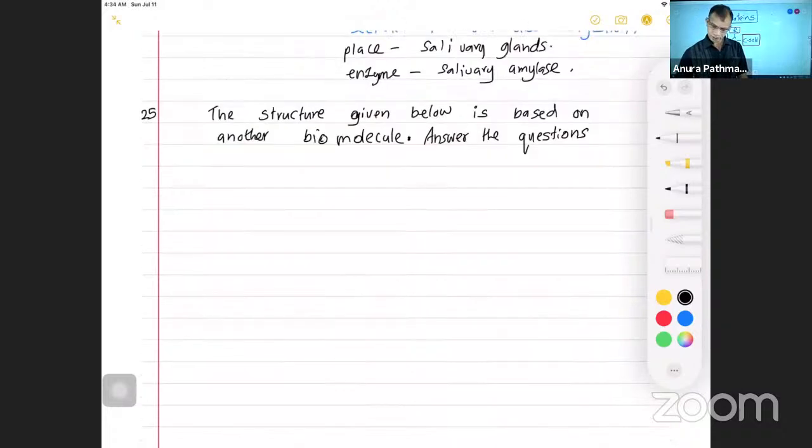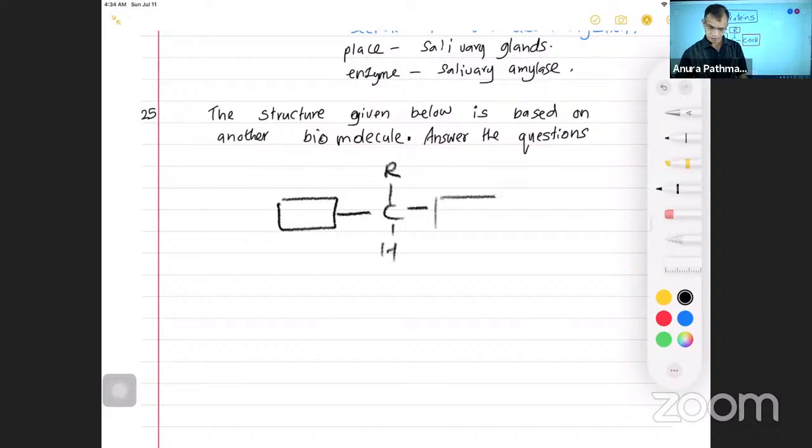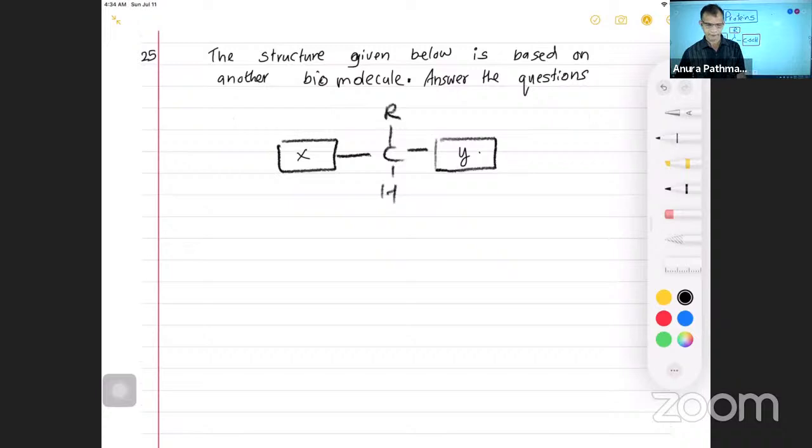So this is the structure. You have first part, C, R, H, this one. This is X, and this is Y. My question, first part.